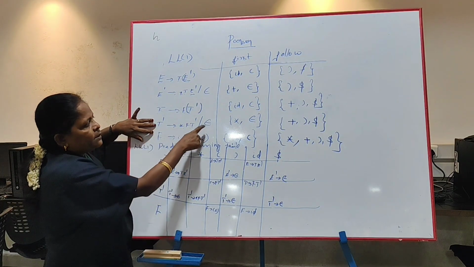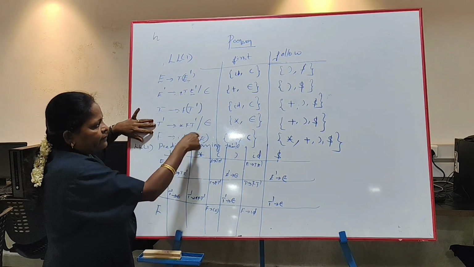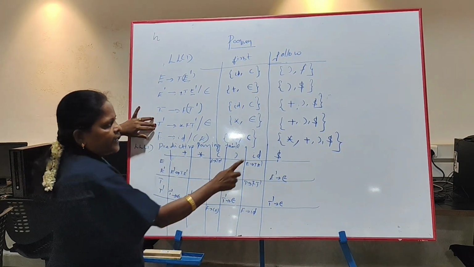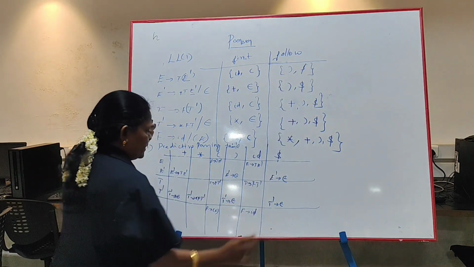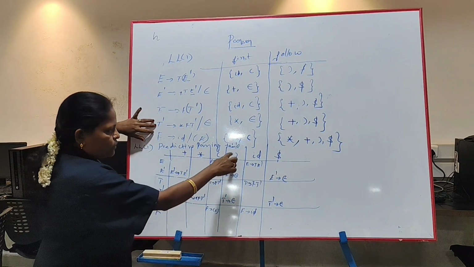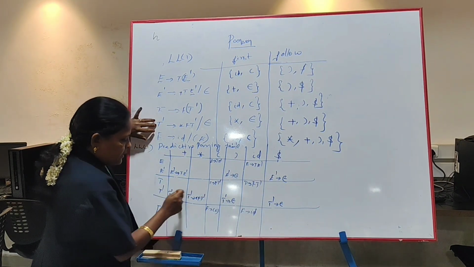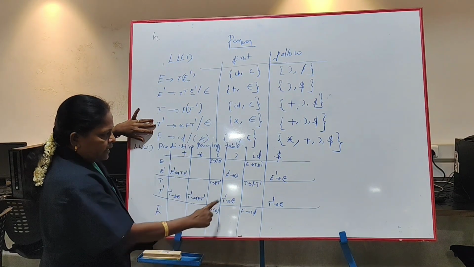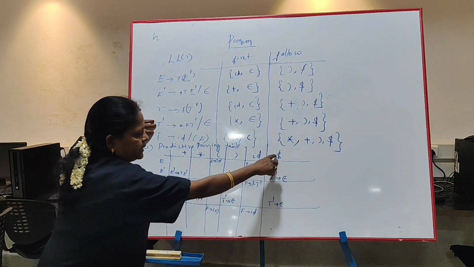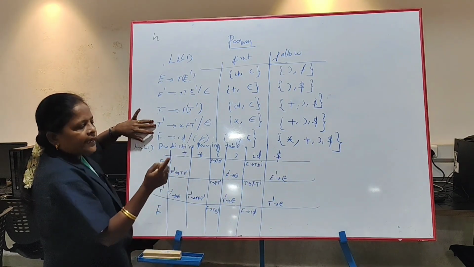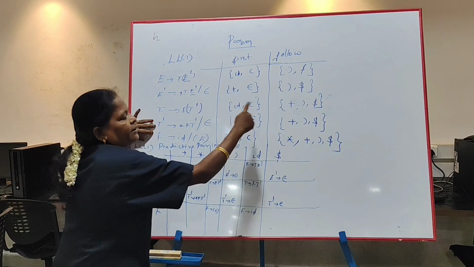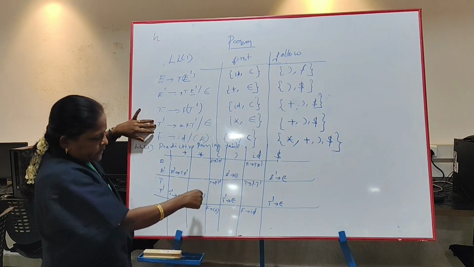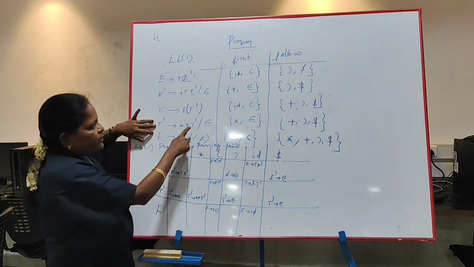Suppose in place of T dash, I have epsilon. Whenever I have epsilon here, I will go for follow. In follow, I have plus, closing bracket, dollar. So for these three terminals, I should write the production T dash gives epsilon. Whenever I have epsilon in first, I will choose follow. So here I have some set of terminals, and for the corresponding terminals, I should write the production T dash gives epsilon.